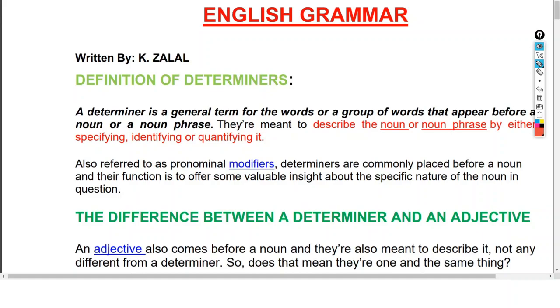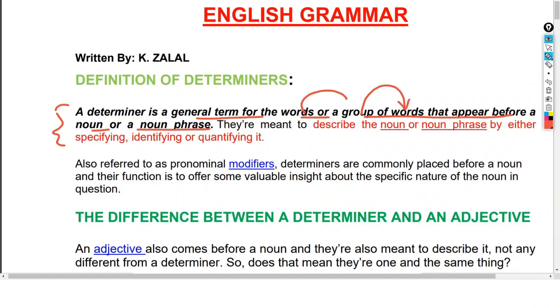A determiner is a general term for the word or group of words that appear before a noun or a noun phrase. They are meant to describe the noun or noun phrase by either specifying, identifying or quantifying it. So, my dear children, this definition itself tells a lot of things. It tells about the classification of the determiners also. Before that, let us move to the definition of the determiners. So, determiners are words or a group or cluster of words. It means it may be a combination of words.